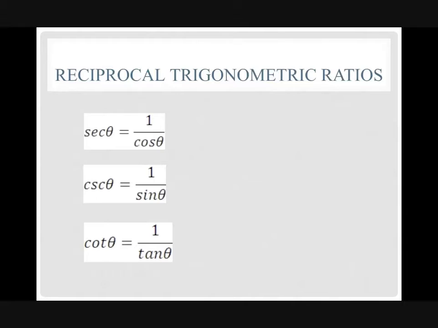Reciprocals can also be written in terms of their reciprocal. So secant is equal to 1 over cosine of theta, cosecant of theta is equal to 1 over sine of theta, and cotangent of theta is equal to 1 over tangent of theta.